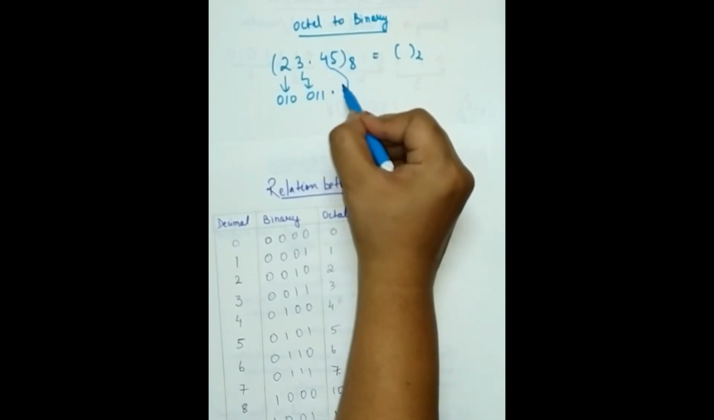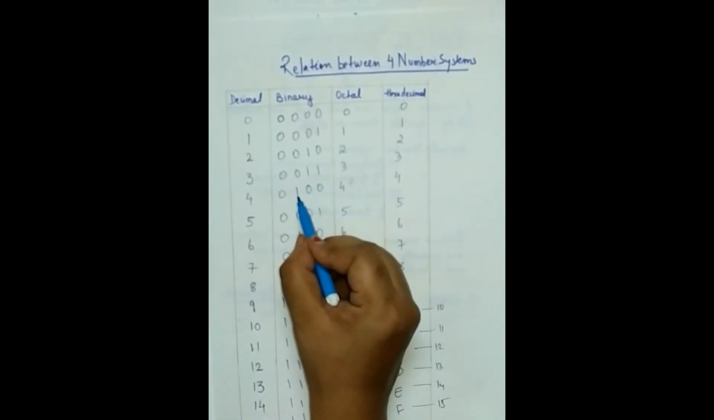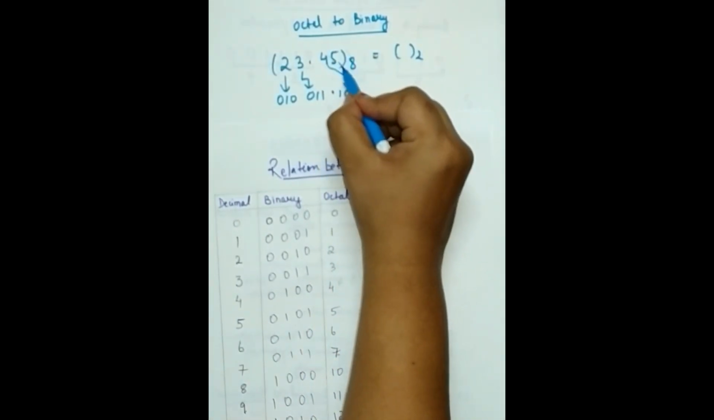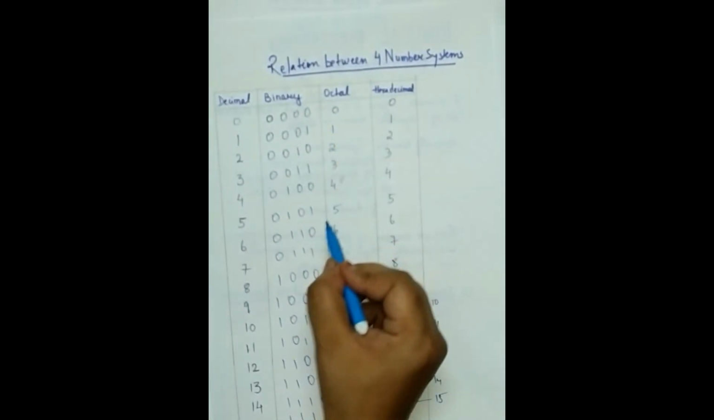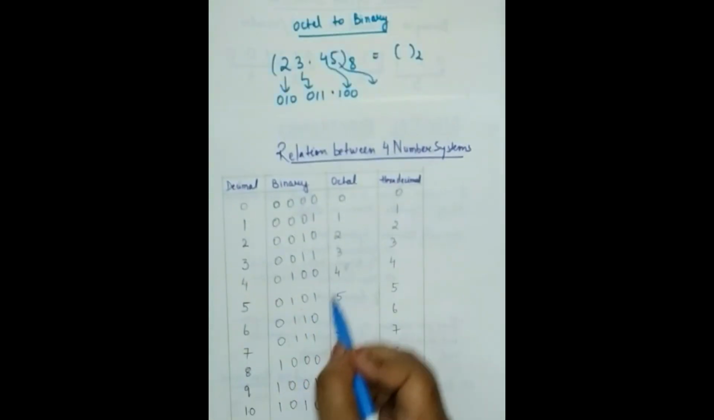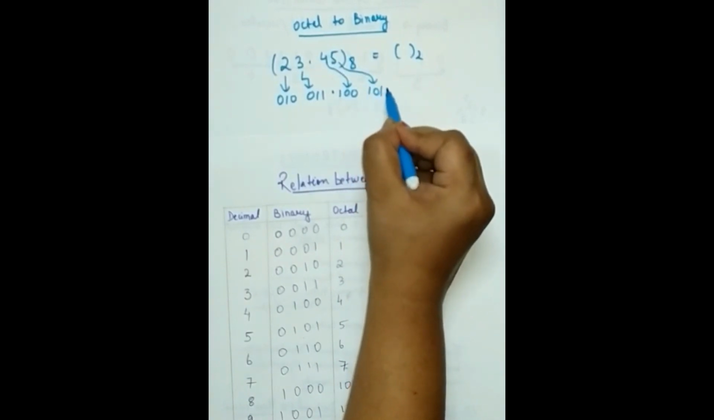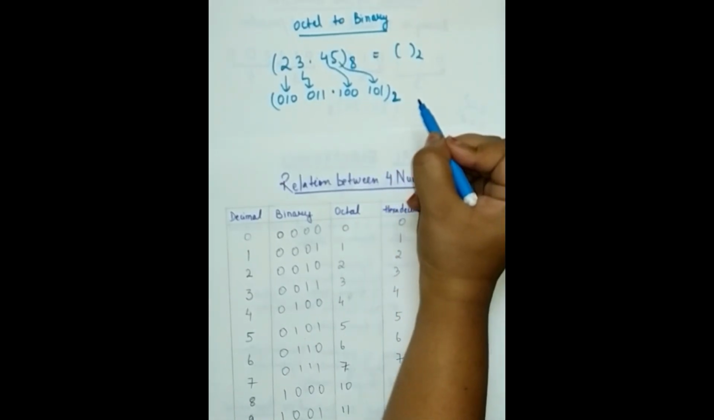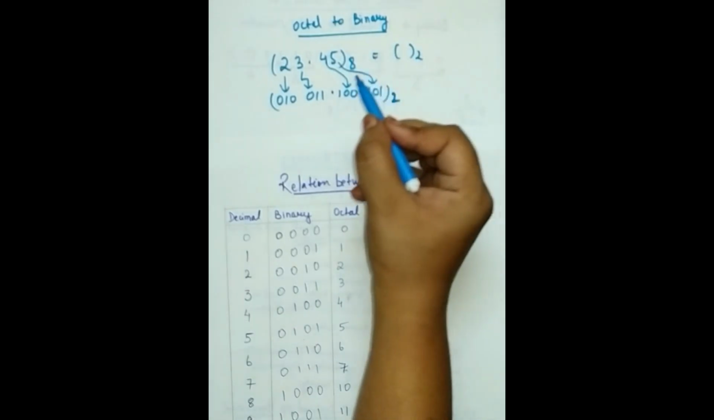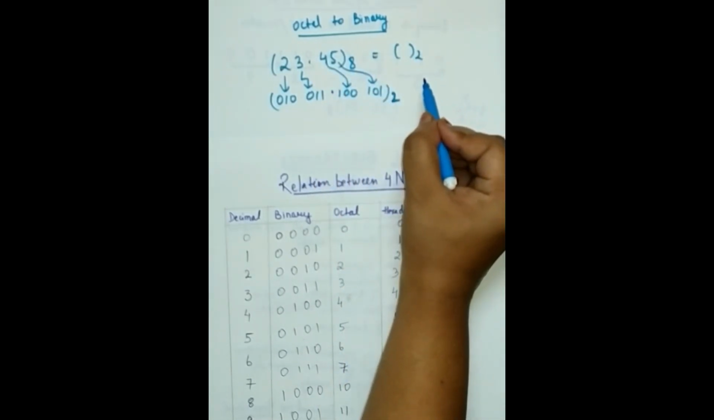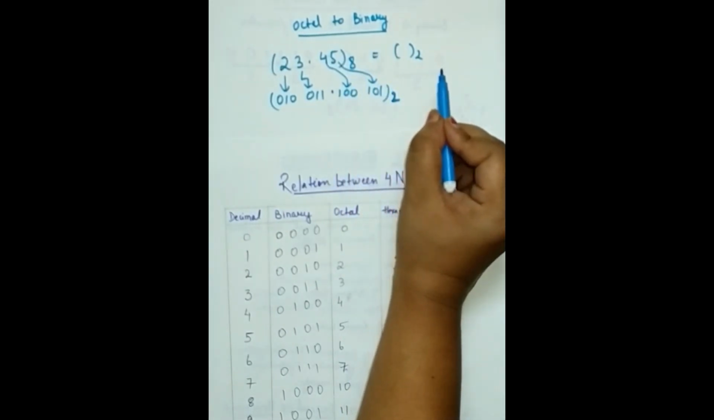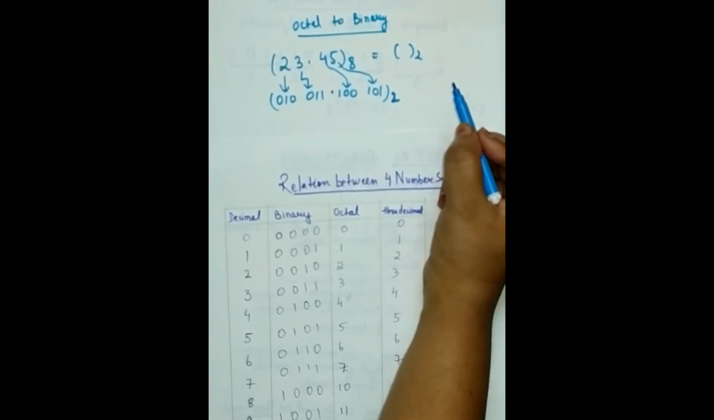Then again see this 4. 4 is equal to how much? 100. So I'll put here 100. Now this 5. So 5 is 101. So this is my final answer in binary number system. It is very simple, but you can go by the other way also. If you have to convert an octal number to binary, you convert octal to decimal, then decimal to binary. That way also you can do. But I am telling you the shortcut method.